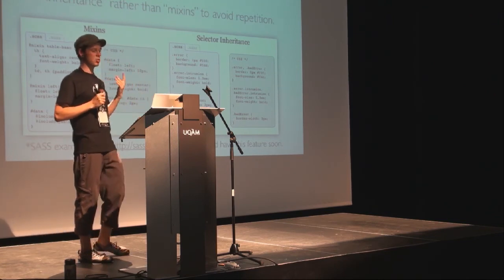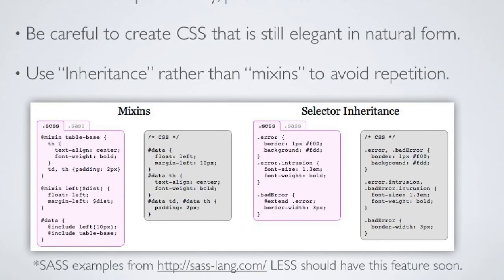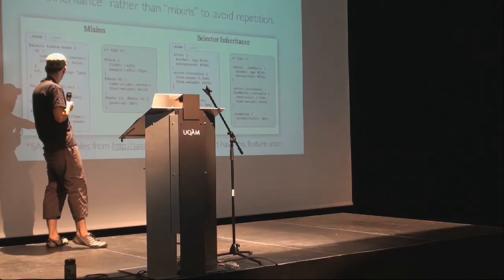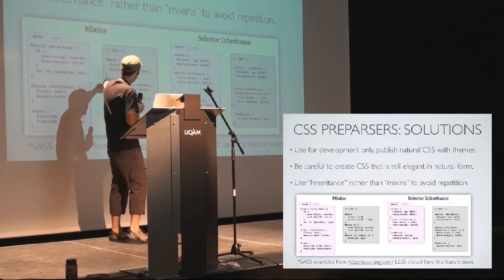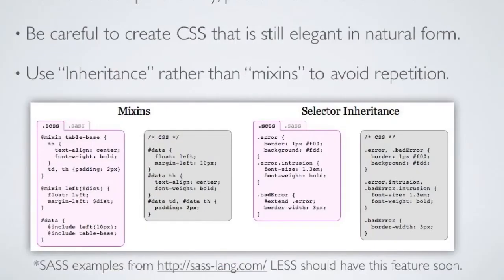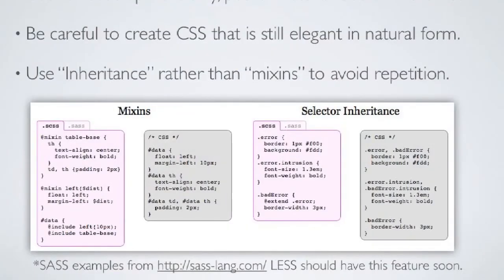And the main thing is to use inheritance rather than mix-ins. The mix-ins work by saying, here's the mix-in, it's table-based, and then, anyway, I forget exactly what this image means, but these are the two kinds of things with SASS. One generates the property over and over and over again, and the other one stacks them on top of each other so that you only have it actually stated once.